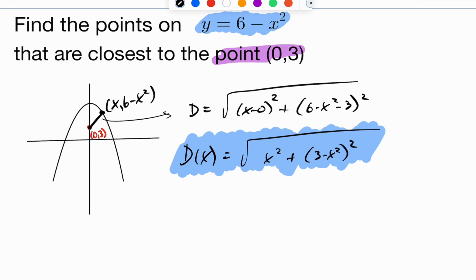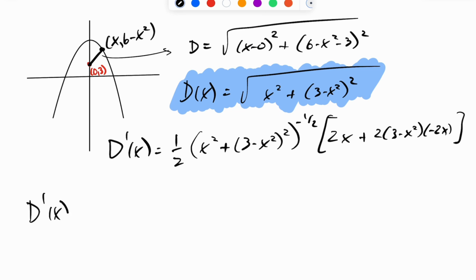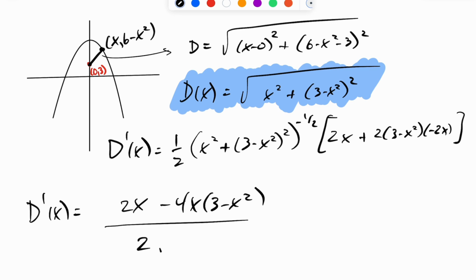So our next step here is to take our derivative. Taking the derivative of this, d prime at x, we're going to drop down the half and subtract 1. The derivative of the inside is going to be 2x, plus drop down that 2, and the derivative of the inside. So therefore, d prime at x is going to equal 2x minus 4x times (3 minus x squared). I'm going to push that to the bottom. This would be 2 times the square root of x squared plus (3 minus x squared) squared.